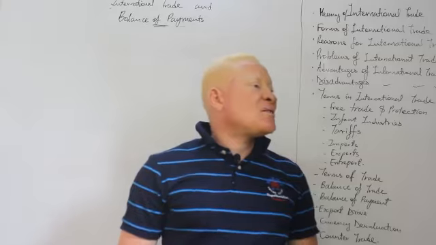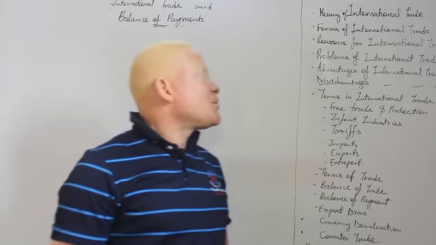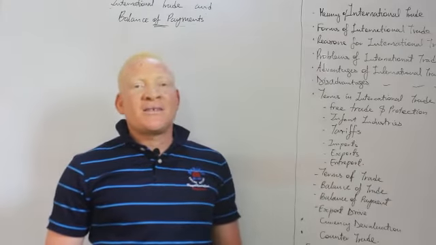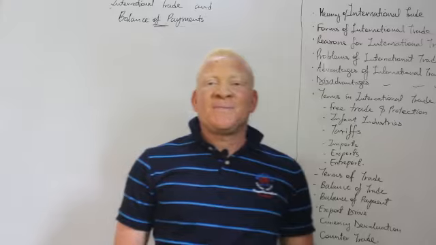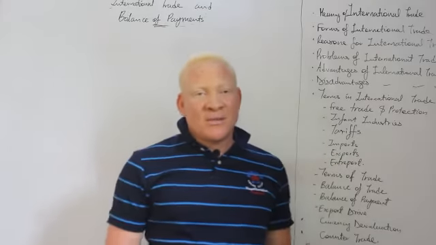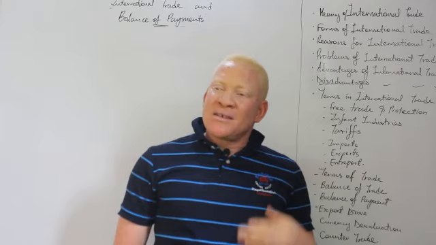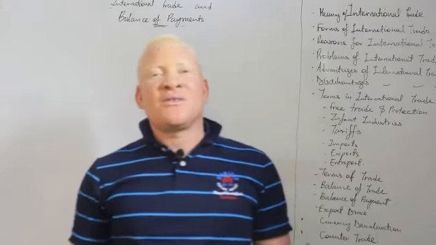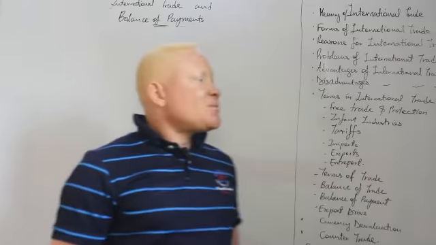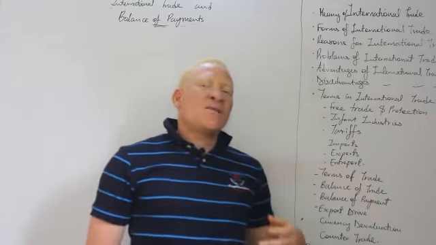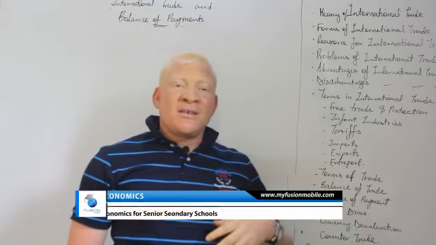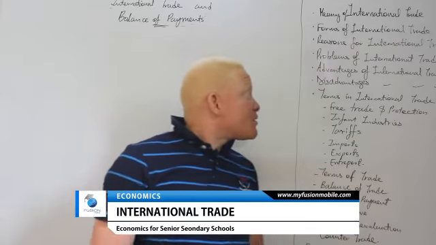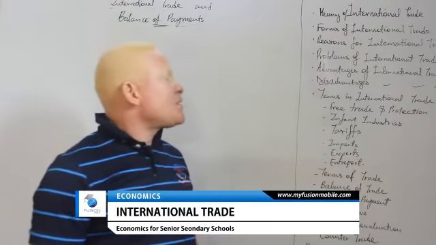Now, starting with the meaning, international trade involves the buying, selling, and exchange of goods and services between two or more countries. That means that before you can talk about international trade, it has to go across the borders of countries. Now, when you talk about the various forms of trade agreements that you can get, that leads us to the forms of international trade.